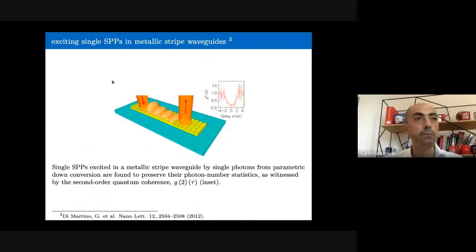Then in this other paper by Giuliano Di Martino and others, the authors were able to excite, with a photon, a single plasmon that propagated along a plasmonic waveguide and was outcoupled. So this is very important because it showed that we, as a scientific community, were able to actually manipulate single plasmons.